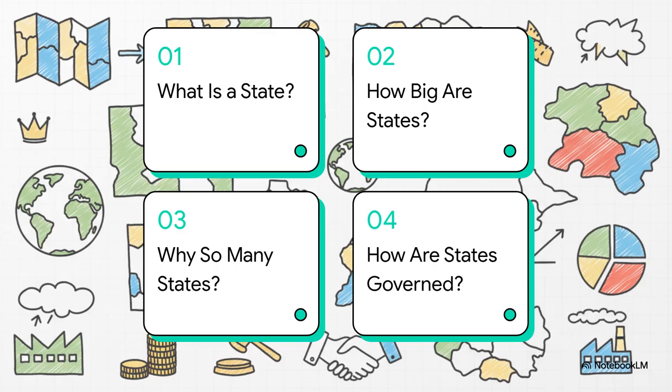Okay, so here's our game plan. First, we're going to tackle the big one. What even is a state? Then we'll look at their size, and you'll see just how extreme the differences can be. After that, we'll explore why we have so many states today. And finally, we'll take a look at how these states are actually governed.